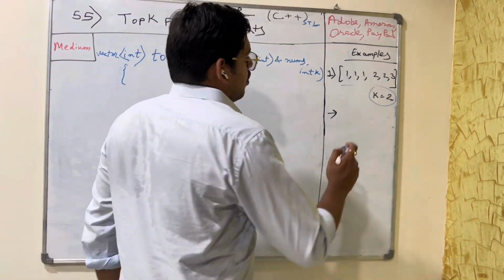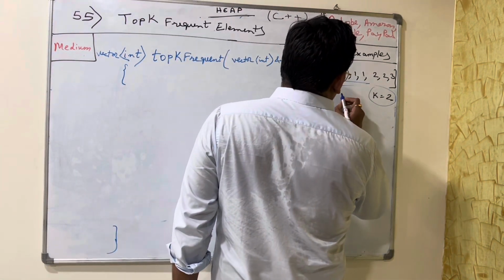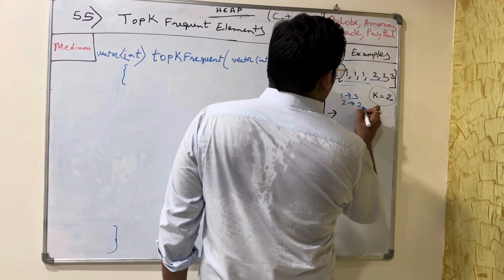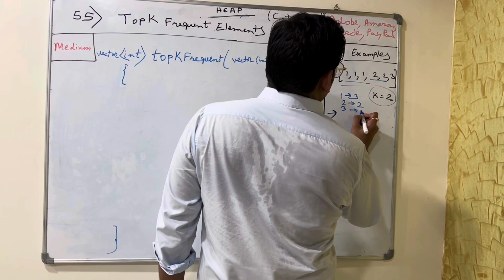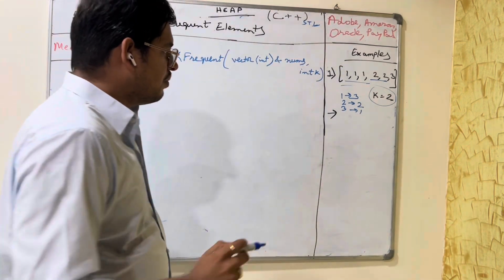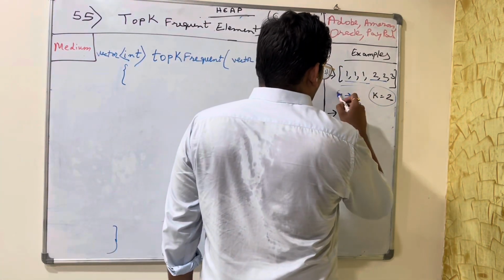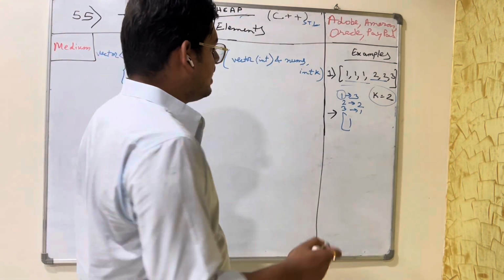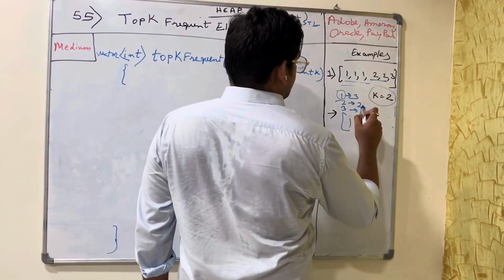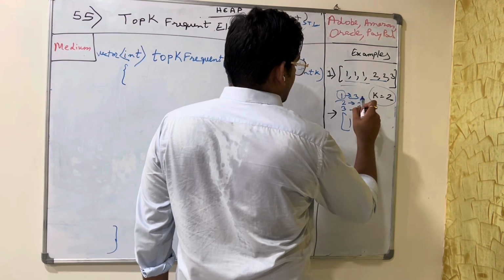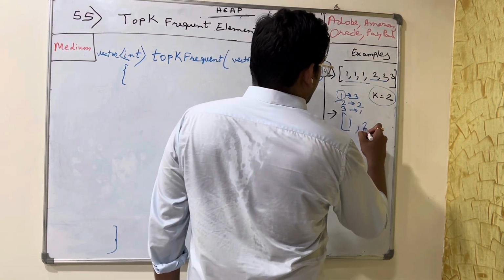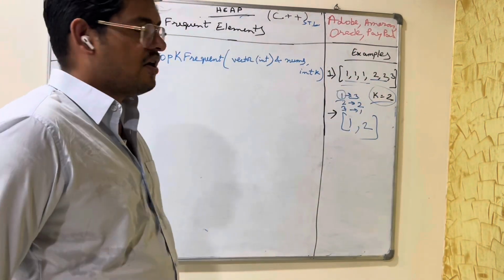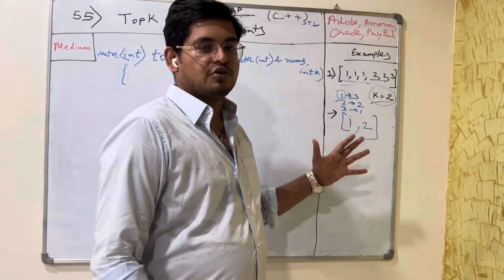Okay, so the number of times 1 has occurred is 3, the number of times 2 has occurred is 2, the number of times 3 has occurred is once, right? So which is the most frequent element in this array? 1, right? And which is the second most frequent element in the array? 2, right? Since it is twice, 1 is thrice and 3 is once. So 1 and 2 are the two most frequent elements that are present in the array. So that is the problem we need to solve.